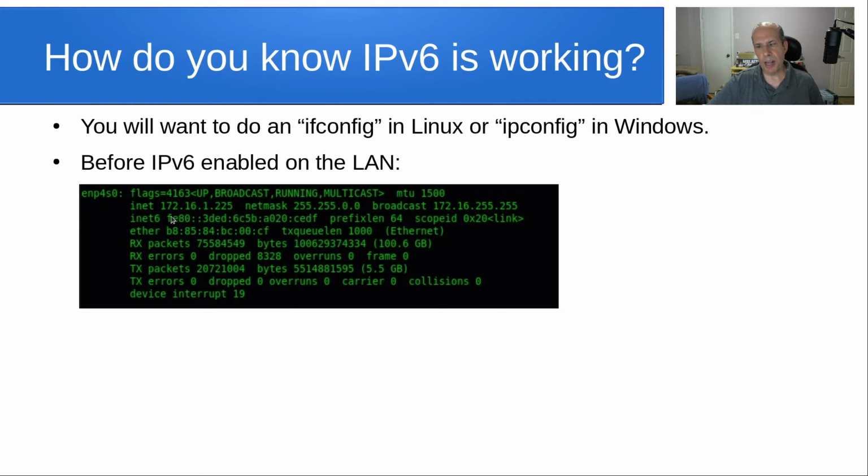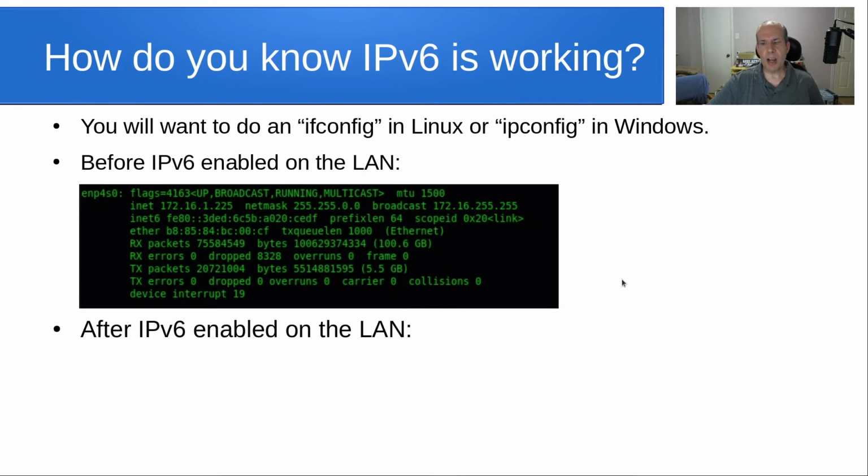And the reason we're not seeing the global address is because we haven't yet enabled it on the LAN, but we did enable it on the WAN. So all this does is allow IPv6 nodes on the same LAN to talk to each other. And link local addresses are always preceded with an FE80. That's just the standard. And then, of course, we have the MAC address of the adapter.